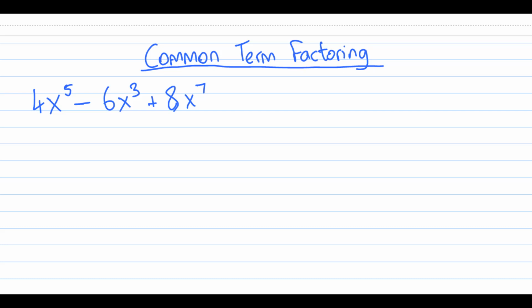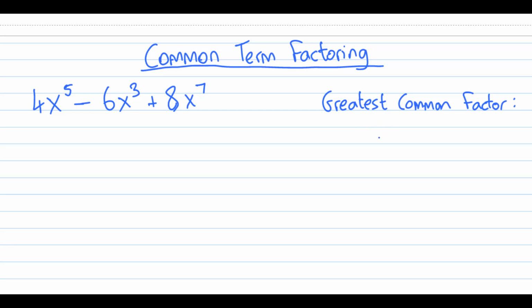In this video, we're going to be practicing common term factoring using the expression 4x to the power of 5 minus 6x cubed plus 8x to the power of 7. Now, in order to perform common term factoring on this, we need to find out what the greatest common factor of each of those three terms is. That's going to be our common term.